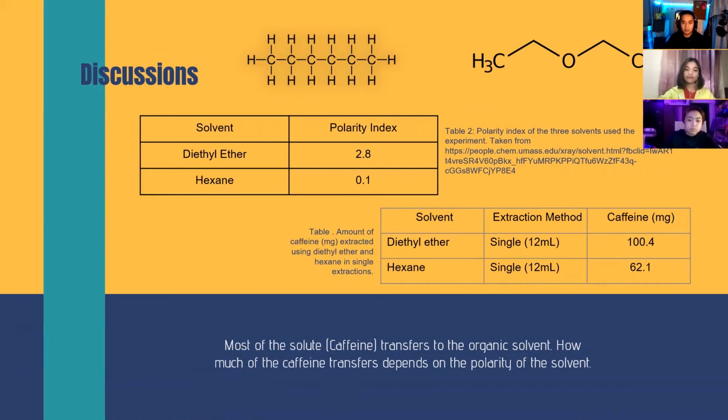How much of the caffeine transfers depends on the polarity of the solvent. Since hexane is nonpolar due to its symmetrical structure, diethyl ether is a much better solvent since it is a polar molecule. The polarity index of the two solvents is seen on the table on the left. The polarity index for diethyl ether is 2.8 while it is 0.1 for hexane. This proves the claim that diethyl ether is a better solvent. The yield results for both hexane and diethyl ether in single extraction also prove this claim.